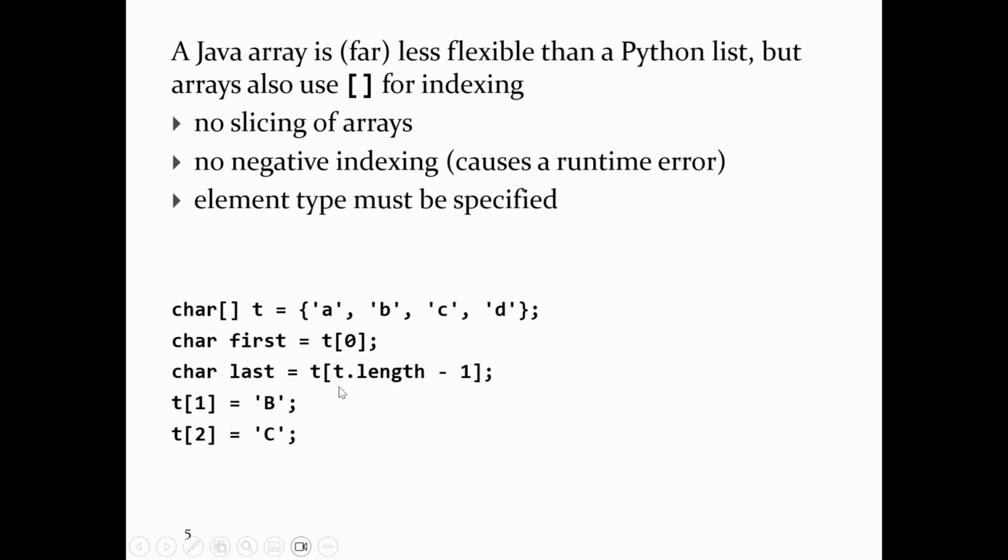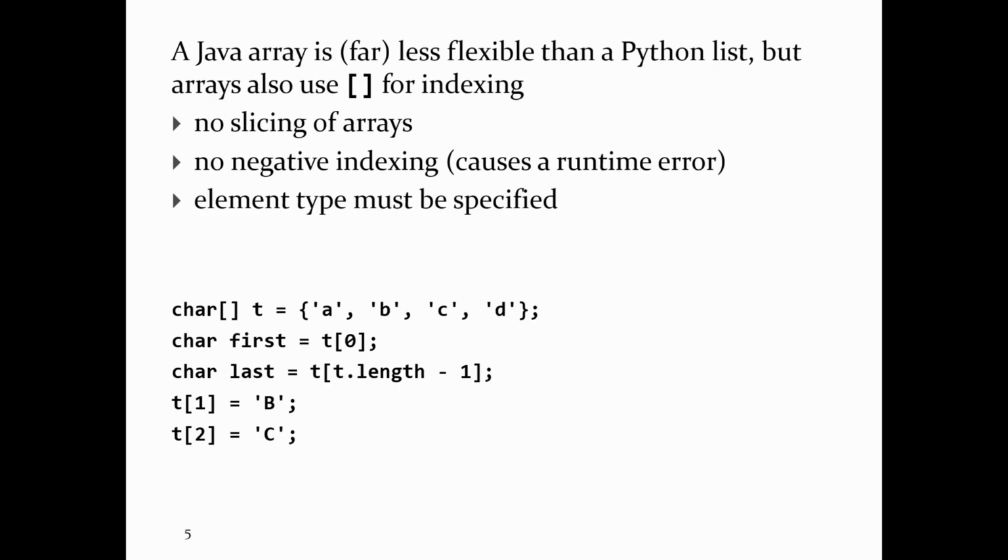So the last index of the array is the length of the array minus 1, and that will give you the last character. To set elements of the array, it's the exact same thing as with a Python list. Use square brackets to index, and then assign a value to the element in the array.